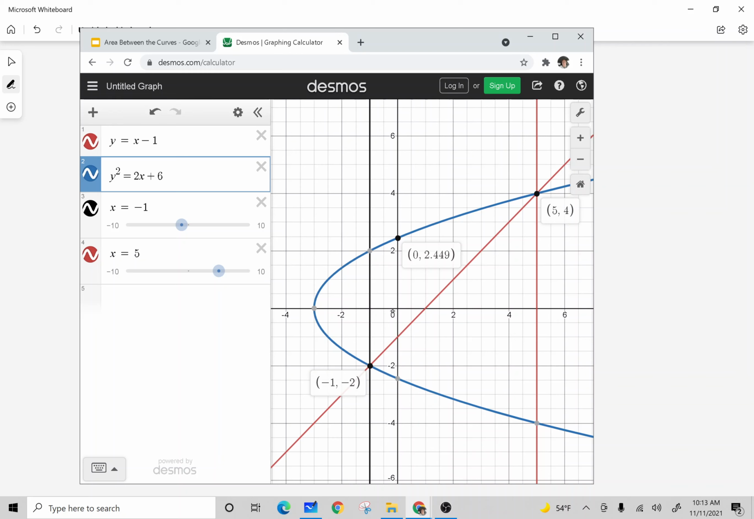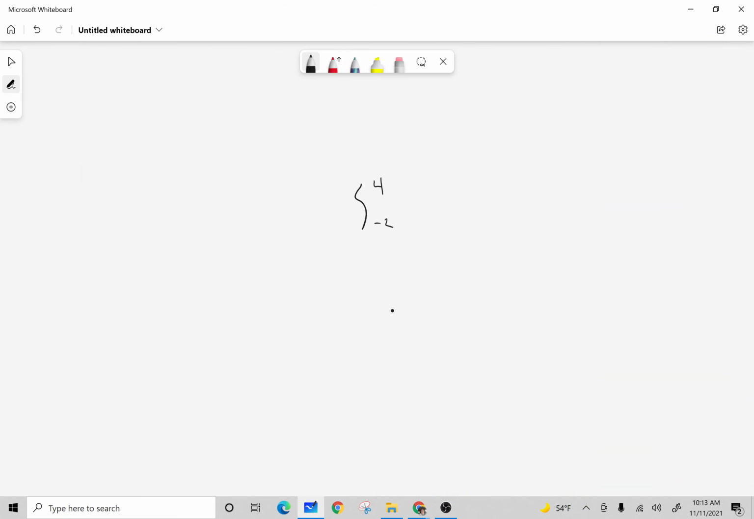All right, first thing we need to do, we need to solve for x. So we've got y squared is equal to 2x plus 6. Actually, no, let's not do that. Let's move the 6 over. Minus 6, minus 6. We have y squared minus 6 is equal to 2x. We divide by 2. We have x is equal to y squared over 2 minus 3. Okay, so there's our other equation.